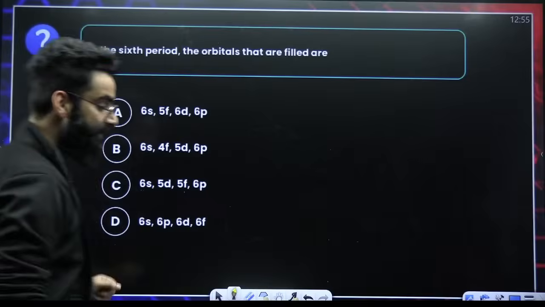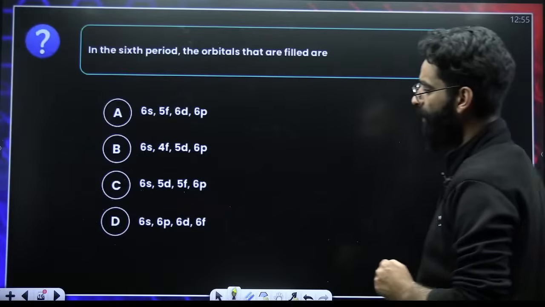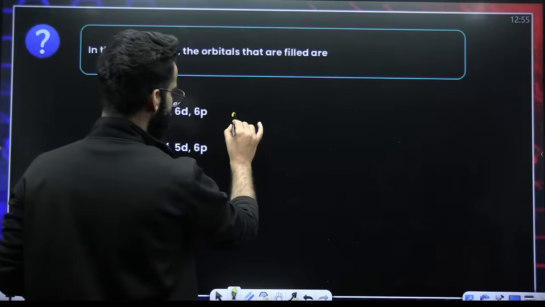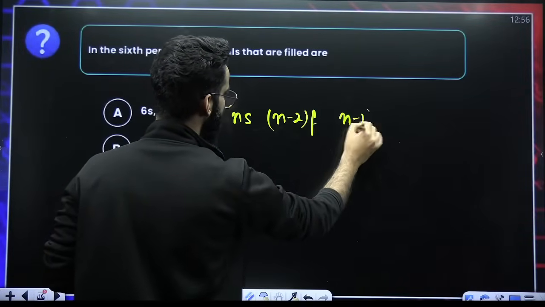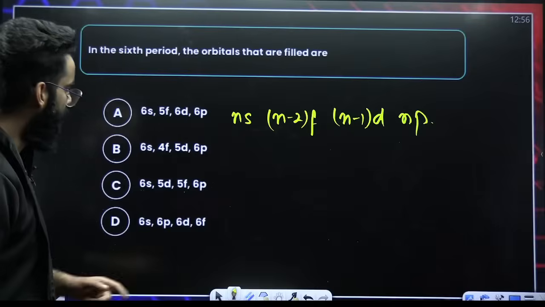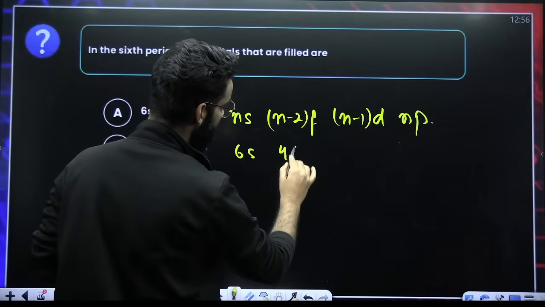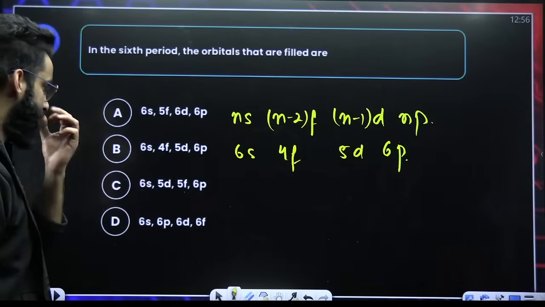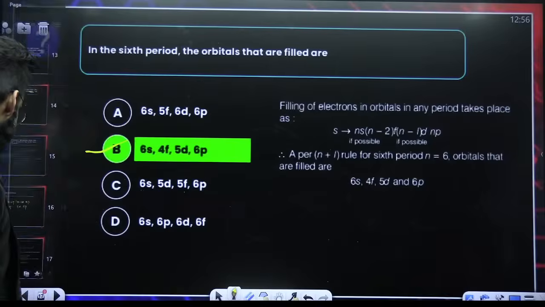In the sixth period, the orbitals that are filled, are filled in this manner: ns, (n-2)f, (n-1)d, and np. Over here, the maximum principal quantum number n is 6. So this is 6s, 6 minus 2 is 4f, 6 minus 1 is 5d, and this is 6p. Do you see any order like this? Option B. Remember it.